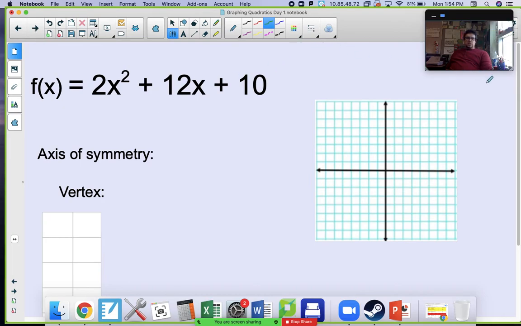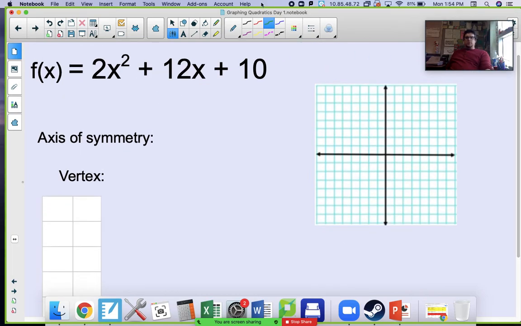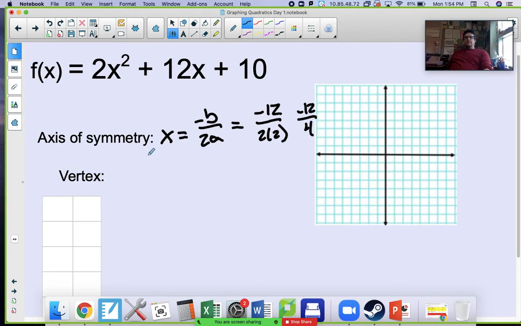Let's use our cheater's method fully on this one. We don't get any way to get the axis of symmetry faster, so we're going to take -b all over 2a. So we get -12 all over 2 times 2, so -12 over 4. Axis of symmetry, -3. Goes in the center of our table.